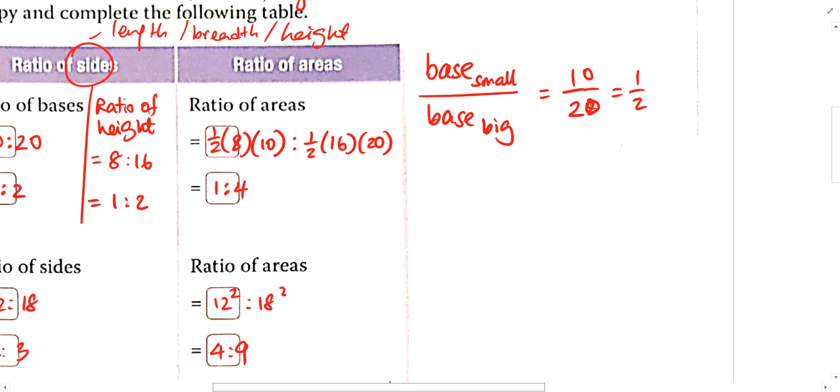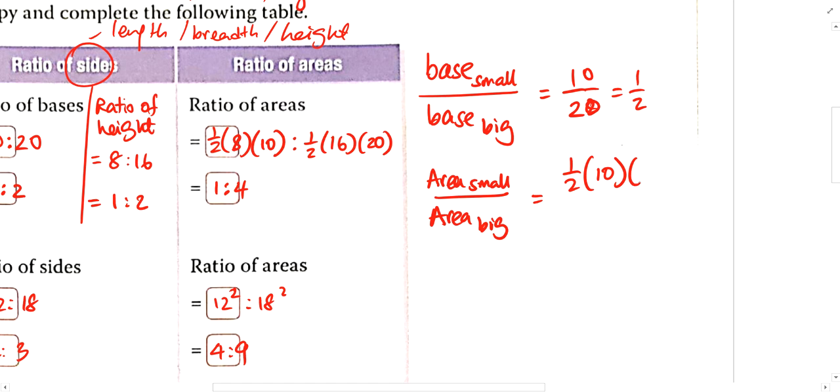Okay, so now if I want the ratio of the area, I'll write it in the same format. Area small over area big. So half times the base. Smaller triangle base was 10. Refer to your work. What is the height for the smaller triangle? 8. Divided by half times 20 and 16. Now I'm going to try and cancel. We're going to try and simplify.